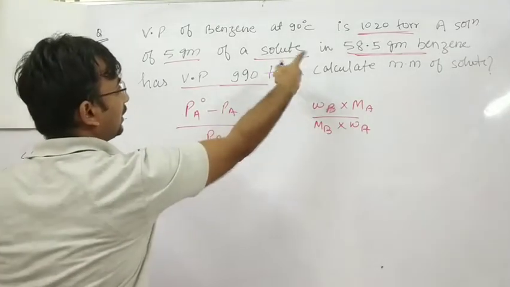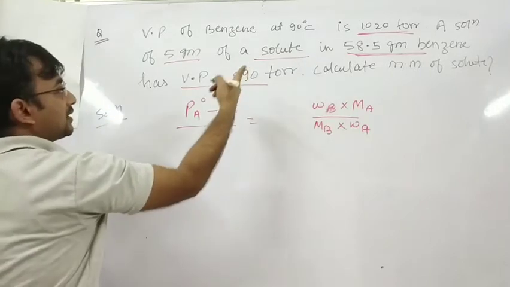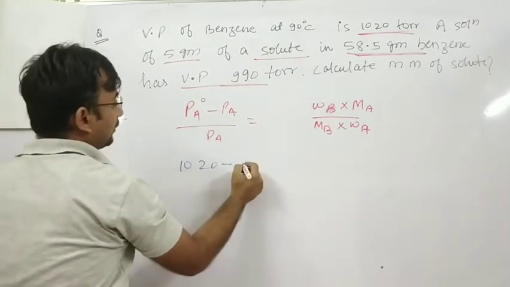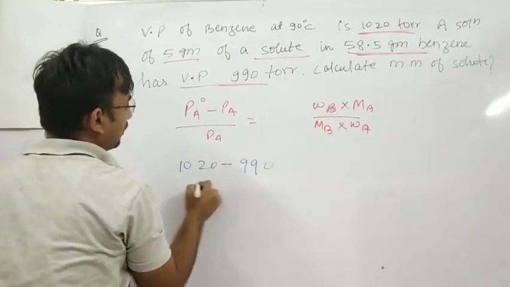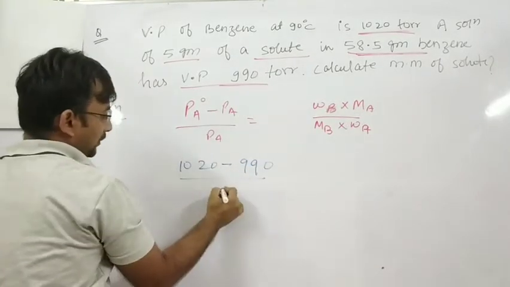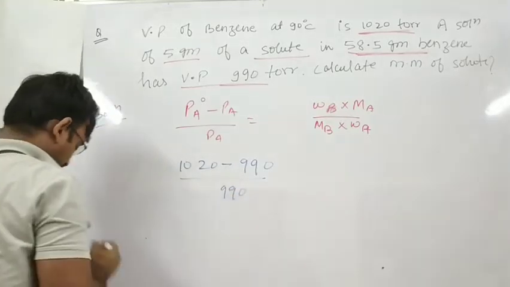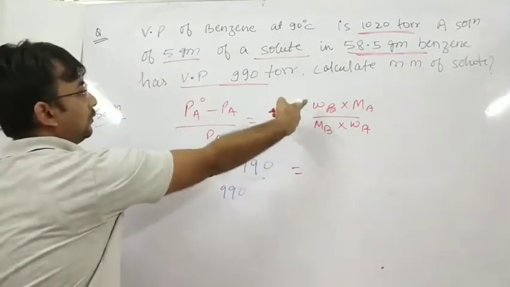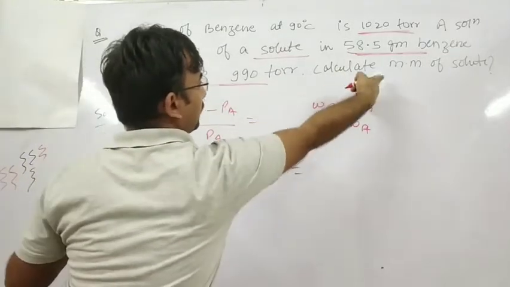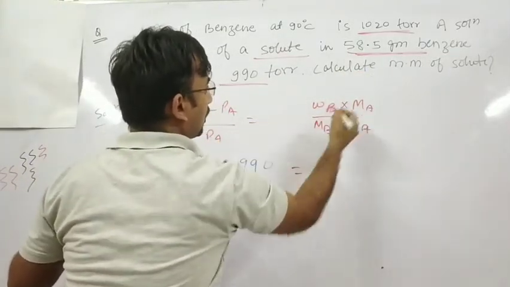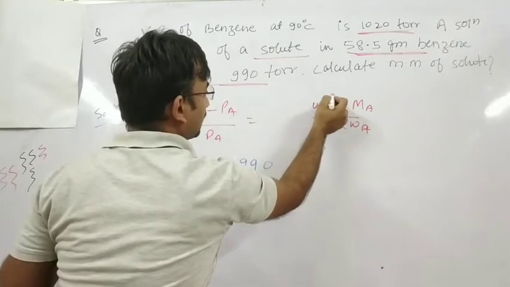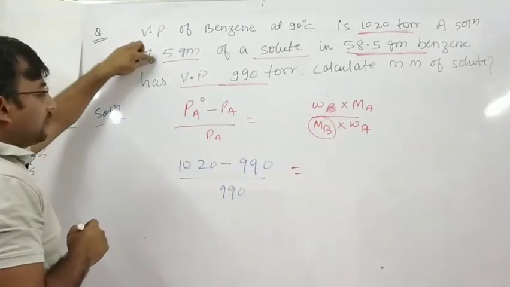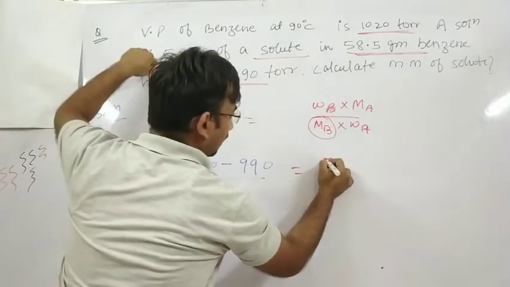Now put the values here. P naught A in the pure form that we have at 90 degrees Celsius is 1020, minus PA, which is 990, divided by PA value 990. This is equal to, we have to calculate the molecular weight of solute. That means we have to calculate this value. WB is already known to us, 5 gram. So put the value here.